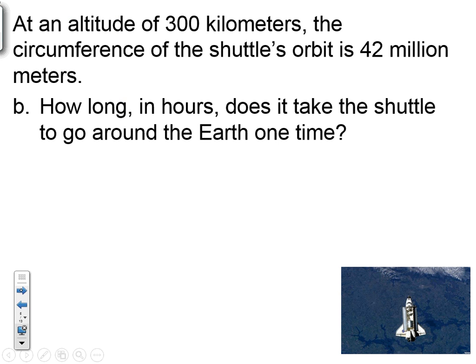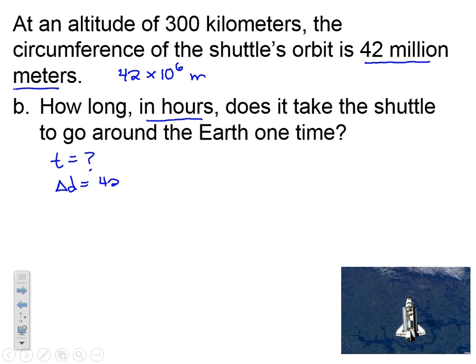Our next one says, at an altitude of 300 kilometers, the circumference of the shuttle's orbit is 42 million meters. So 42 million meters is 42 times 10 to the 6th meters in improper scientific notation. That's a distance. How long in hours does it take the shuttle to go around the Earth one time? So I want to find time, eventually in hours, and the distance it's traveling is 42 million meters. And we know its average velocity is 7,700 meters per second.